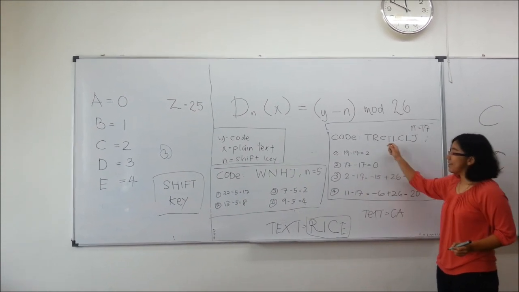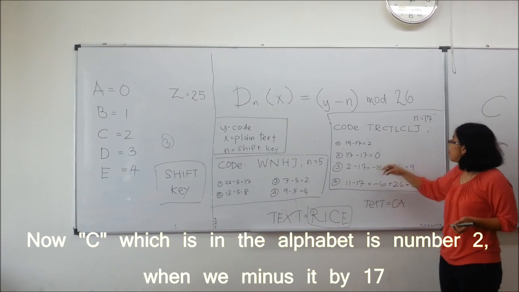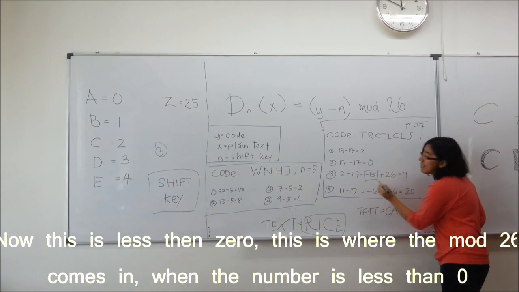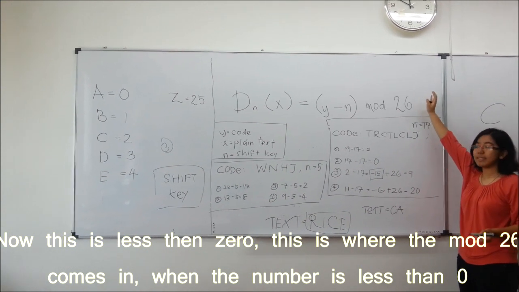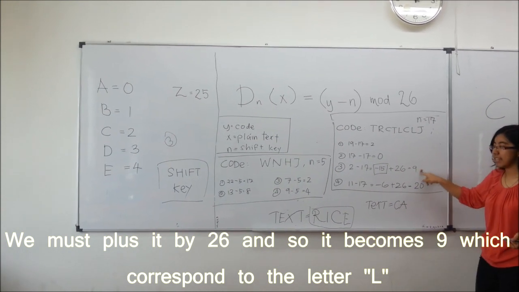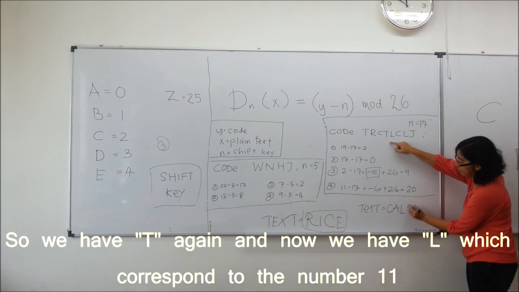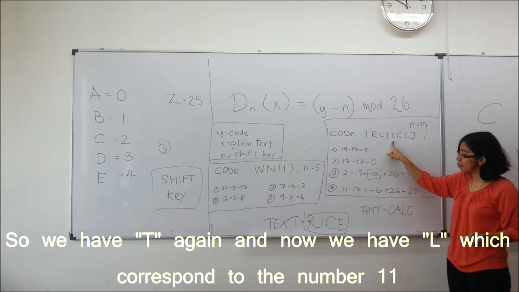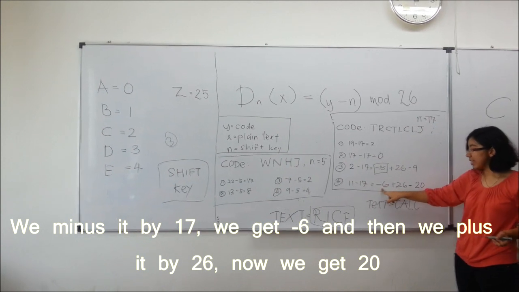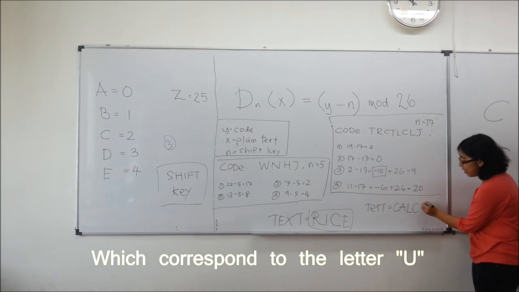Now C, I'm so sorry, C, which in the alphabet is number 2. And now when we subtract 17, we get negative 15. Now this is less than 0, and this is where mod 26 comes in. When the number is less than 0, we have to add 26, and so it becomes 9, which corresponds to the letter L. And now we have L, which corresponds to the number 11. We subtract 17, we get negative 6, and then we add 26, and we get 20, which corresponds to the letter U.